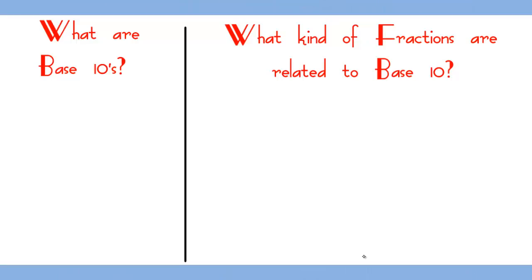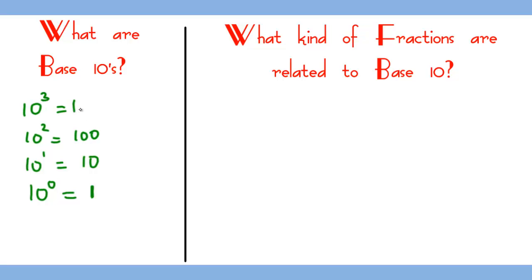Hi everyone, this lesson continues from the place value lesson that you just had. So let's first review what the base tens are. We will start with 10 to the 0 power, which is basically 1 whole because anything to the power of 0 is 1. And 10 to the 1 is 10. And 10 to the power of 2 will give you 100. 10 to the power of 3 will give you 1000.